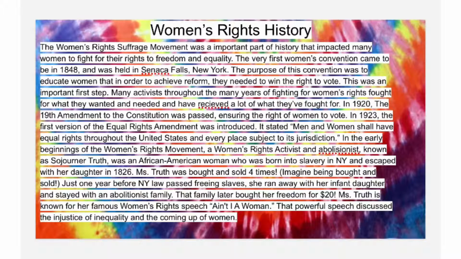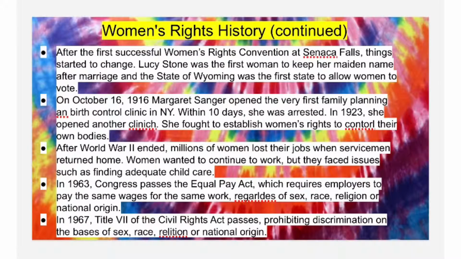And then in 1920, the 19th Amendment to the Constitution was passed, ensuring the right of women to vote. So that's really cool. And then at the first successful women's rights convention at Seneca Falls, things started to change. Lucy Stone was the first woman to keep her maiden name after marriage, and the state of Wyoming was the first state to allow women to vote.